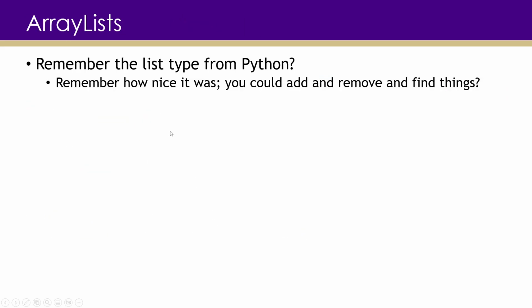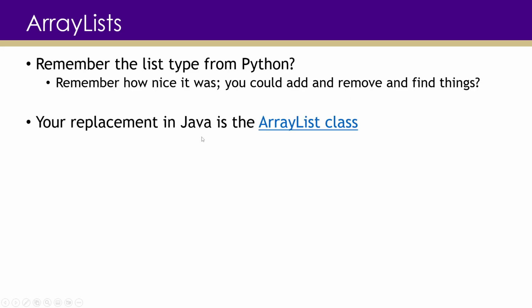All right, so moving on, array lists. So remember the list type from Python, right? It's great. You can add things and remove things and find things. And in Java, we have arrays, but those aren't that nice. They're fixed size. We can't do special things with them. So your replacement in Java is called the ArrayList class. This is a nice link. This takes you to W3 Schools, which I highly recommend. They have nice references and examples and try-for-yourself examples for pretty much everything that you need to know.